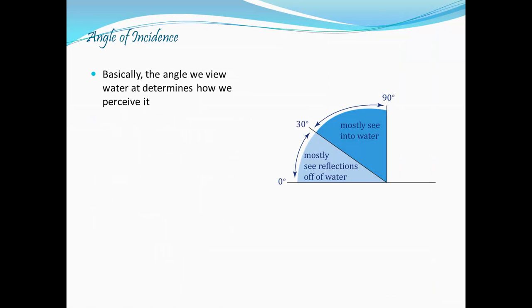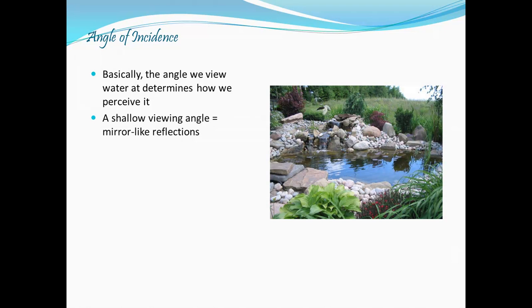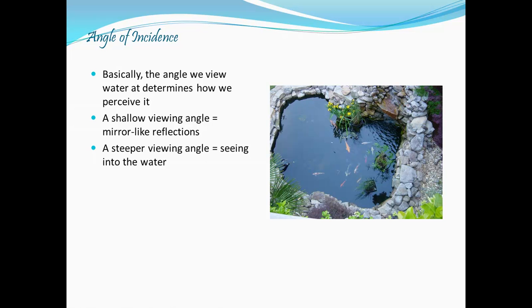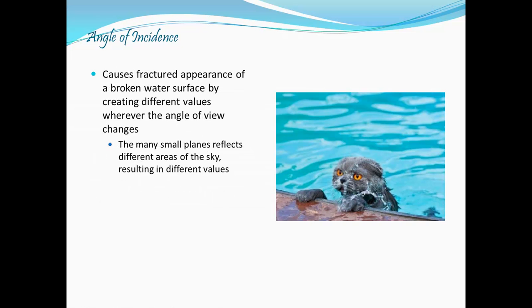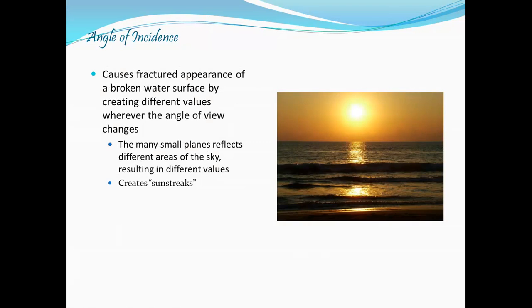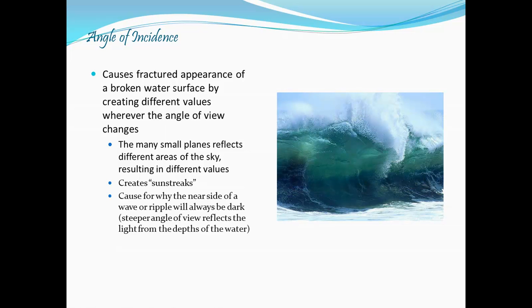Now let's talk about the angle of incidence. Basically, just know that the angle we view water at determines how we perceive it. A shallow viewing angle means mirror-like reflections, and a steeper viewing angle means seeing into the water. Just think, if water is closer to the eye level, you'll see reflections, and if you're looking down, you'll see transparency. The angle of incidence causes the fractured appearance of broken water, sun streaks, and is a cause for why the near side of a wave or ripple will always be dark.